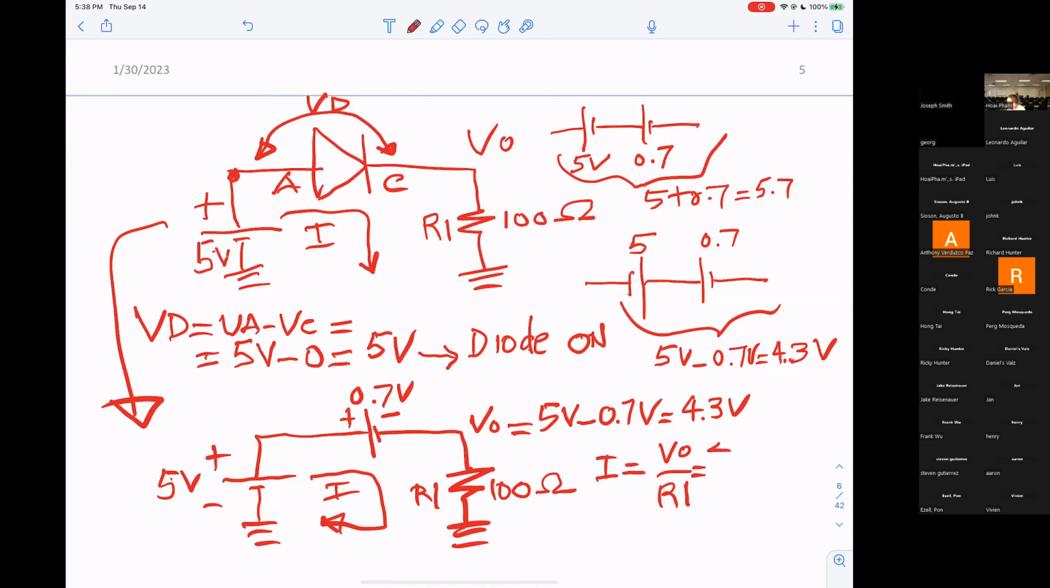Right? 4.3 over 100 ohm. When you divide, you get an ampere. That's just the ohm law. I equals V divided by R. V equals I times R. R equals V divided by I. That's the ohm law at the beginning for DC fundamental.